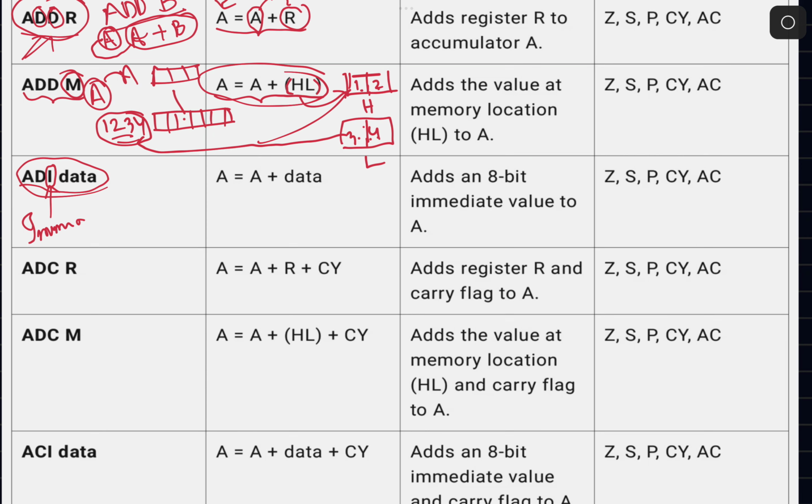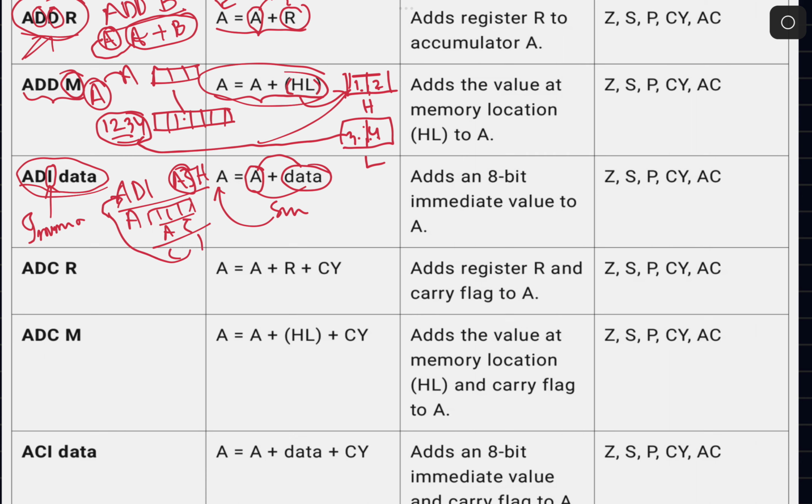So this instruction will add the content of the accumulator with the 8-bit data, and the sum is stored back in the accumulator. So for example, let's say we have ADI A5H. What this instruction is doing is that this 8-bit data A5 will be added to the content of the accumulator, and the sum is stored in the accumulator. Okay.